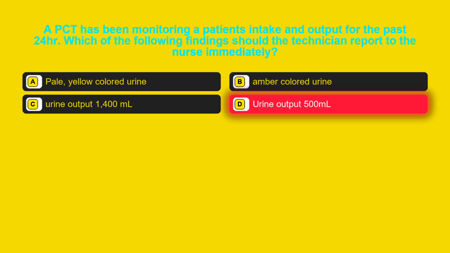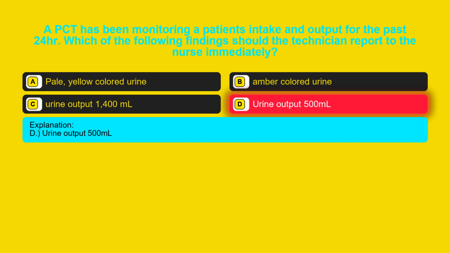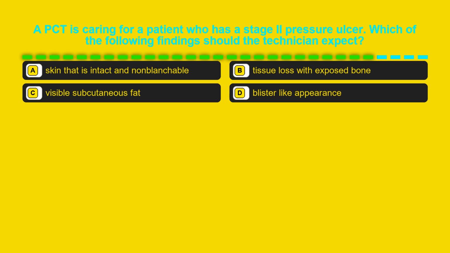The correct answer is option D. Urine output 500 ml. Question 51. A PCT is caring for a patient who has a stage 2 pressure ulcer. Which of the following findings should the technician expect?